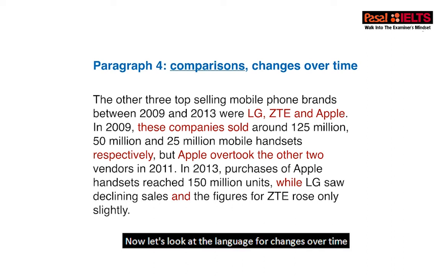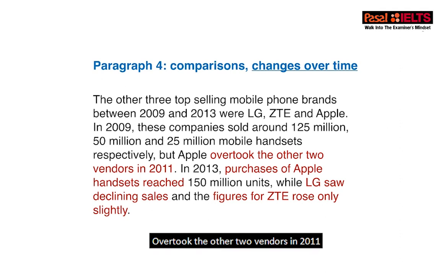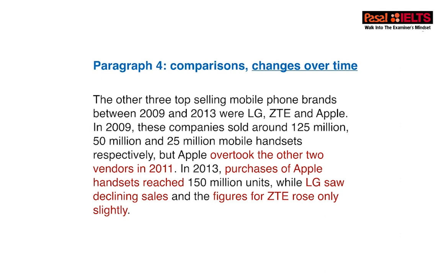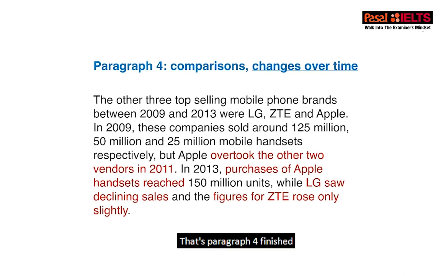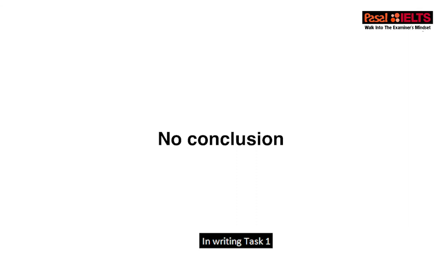Now let's look at the language for changes over time. Overtook the other 2 vendors in 2011. Purchases of Apple handsets reached. LG saw declining sales. Figures for ZTE rose only slightly. That's where we're talking about what happens over the years, the increase and decrease language. And that's paragraph 4 finished, and which means the whole report is finished because we have no conclusion in writing task 1.